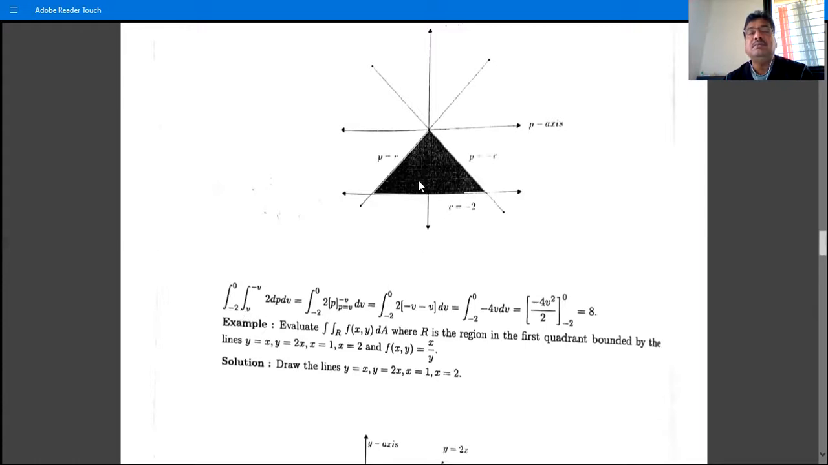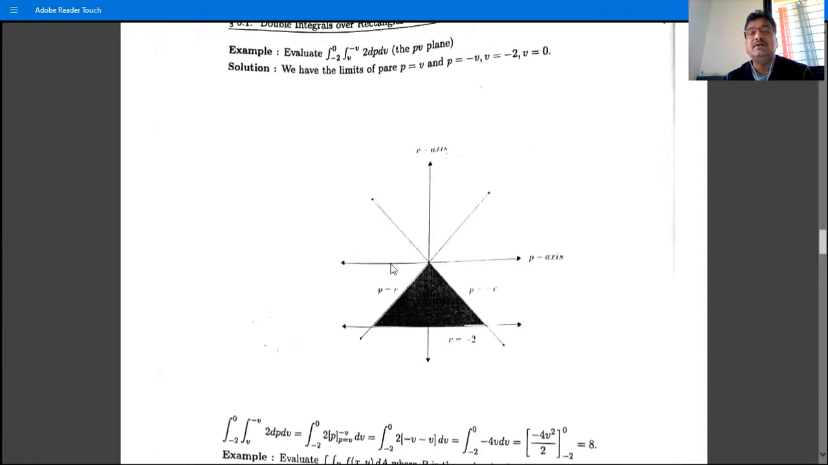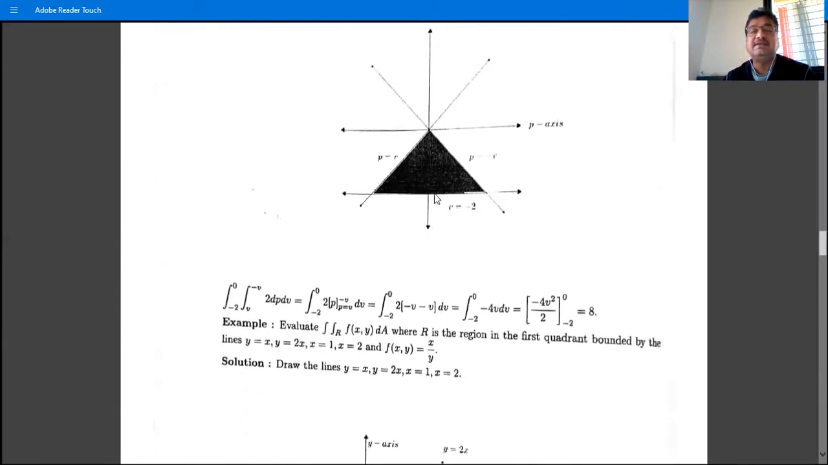In order to solve this integration, the diagram is not necessary. But if you have to change the variable, then the diagram is necessary. The diagram is important. So integration of 2 is 2p from v to minus v. Then the value at upper limit minus the value at lower limit, that is minus 2v minus 2v, and integration is v squared by 2, upper limit minus lower limit, the answer is 8.